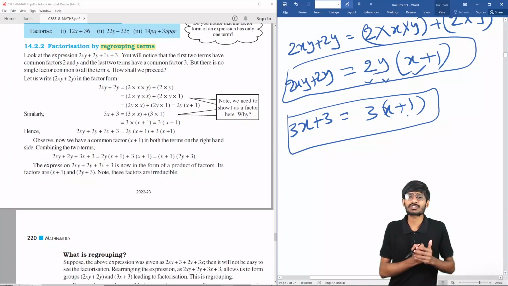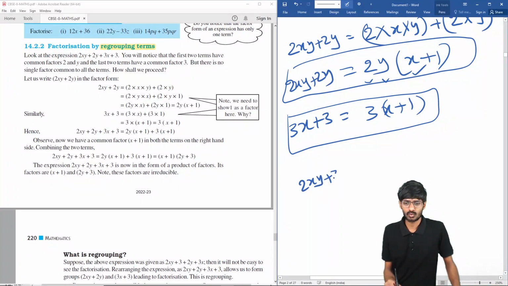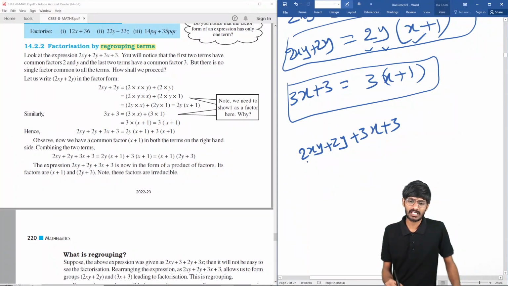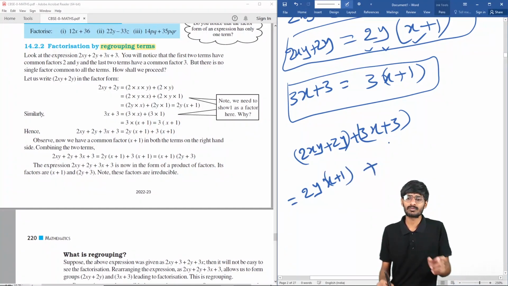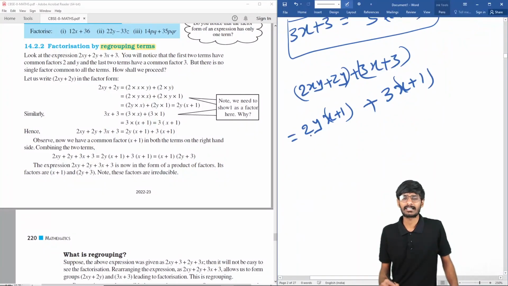So our main expression is 2xy plus 2y plus 3x plus 3. What we have done is we have grouped these two terms as one and these two terms as another. We have found the common factors for each and we write it here: 2y into x plus 1 plus, here this is the other group, 3 into x plus 1. So finally we have written the answer for it.